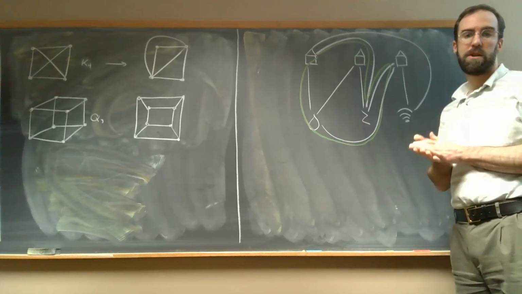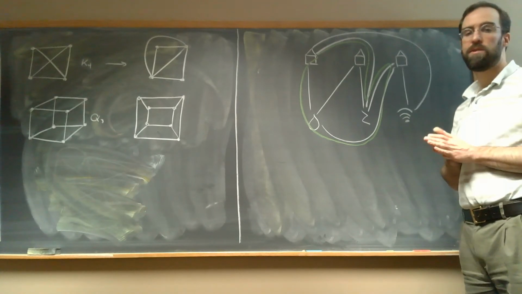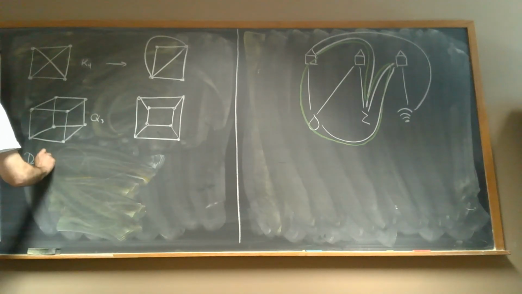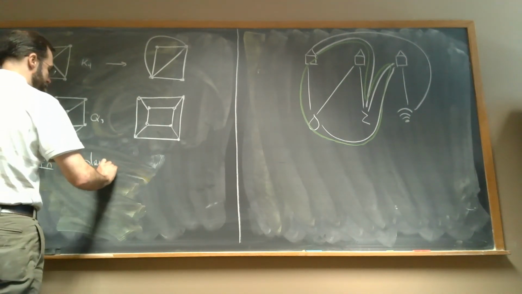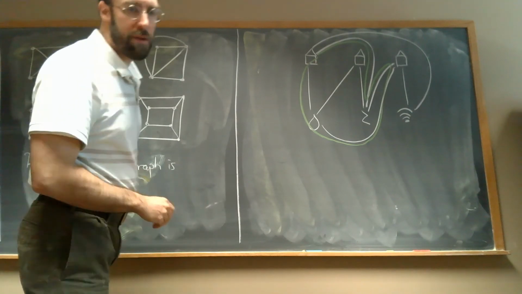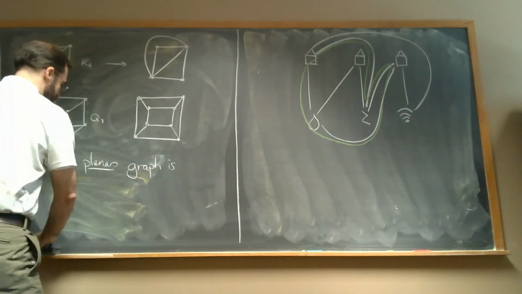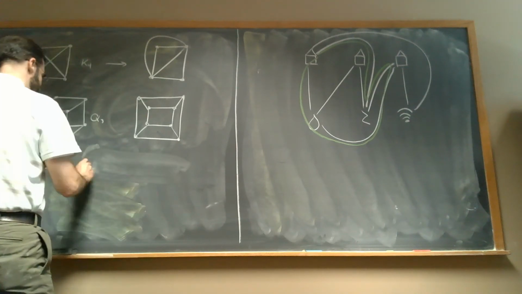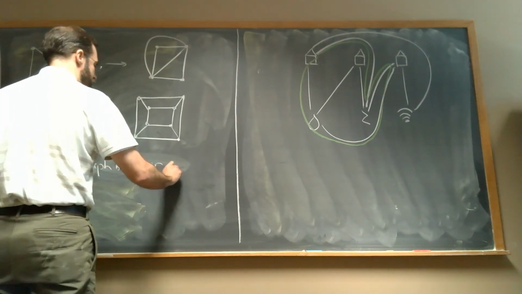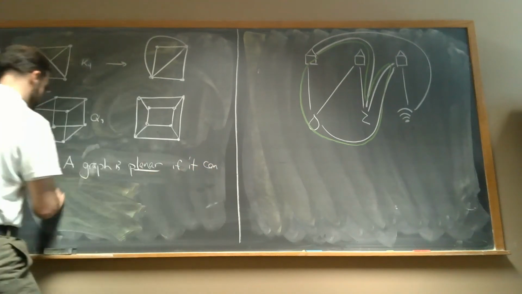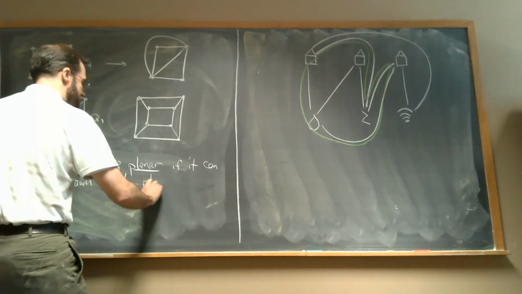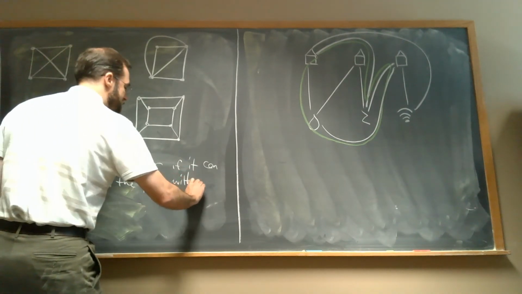Okay, so given a graph, you might ask the question, can this graph be drawn without edges crossing? And graphs like that are called planar. So let's define that. I'll say a graph is planar if it can be drawn in the plane without any edges crossing.